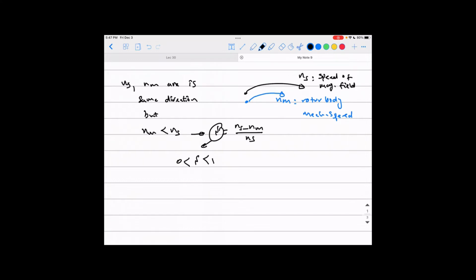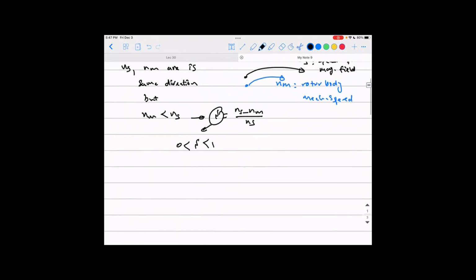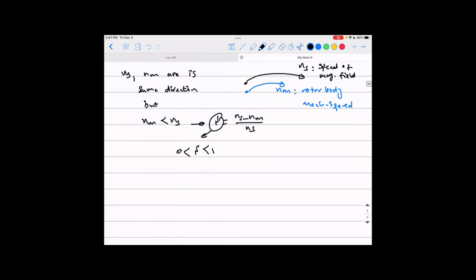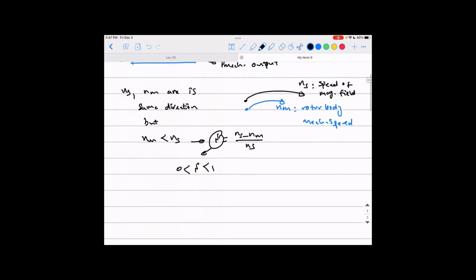It would be 0 if the mechanical speed reached the synchronous speed, and that will never happen, like we said before. And it will be 1 if there is no speed at all, if nm equals 0. That's at the starting point of the machine.